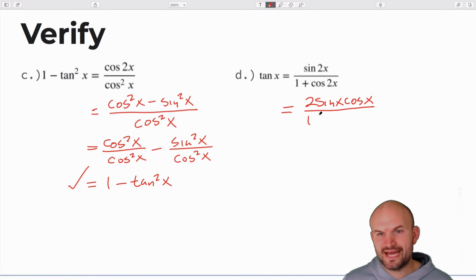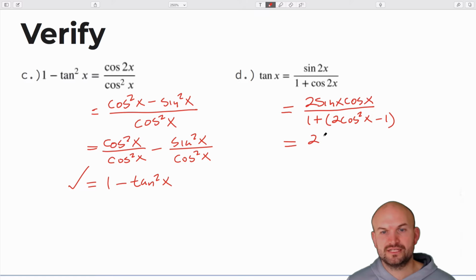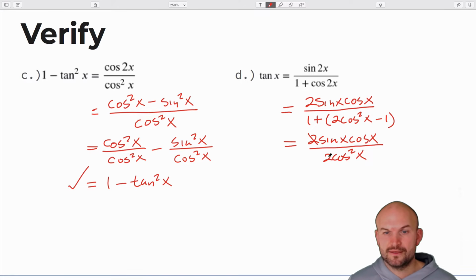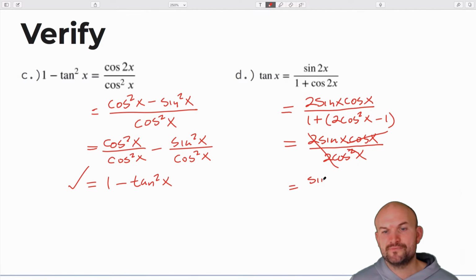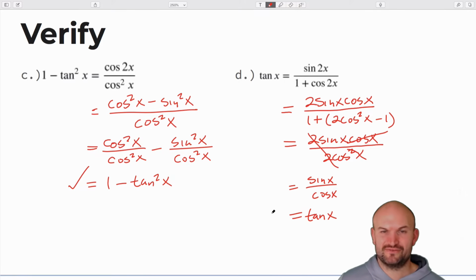But here I kind of looked ahead and I recognized cosine of 2x, I can rewrite that as 2 cosine squared of x minus 1. So now what happens is my 1 and my negative 1 go to 0. So therefore that's going to leave me with 2 sine of x cosine of x all over 2 cosine squared of x. Now you can see my 2's divide out to 1. I have 1 cosine of x up here and I have 2 of them down here, so I'm just going to divide 1 of them down here with the 1 up there, which just leaves me with sine of x over cosine of x, which is equal to tangent of x.